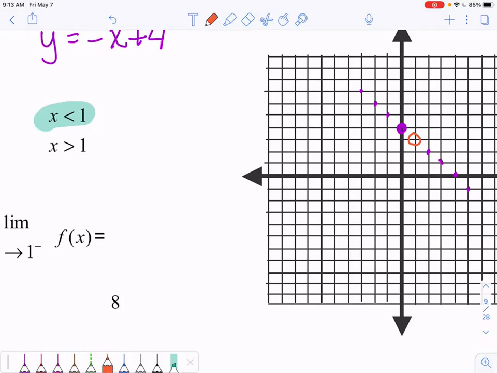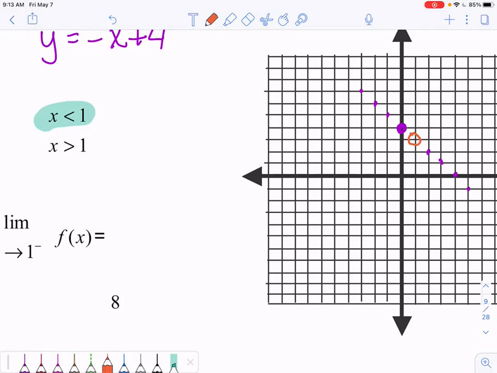Which side of the line would the x values be less than 1? So can I connect the points that are to the left because that's where it's less than 1, or the points to the right because that's where it's less than 1? Jenny, which side do you connect?